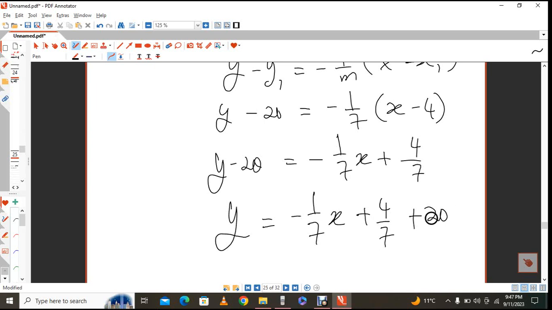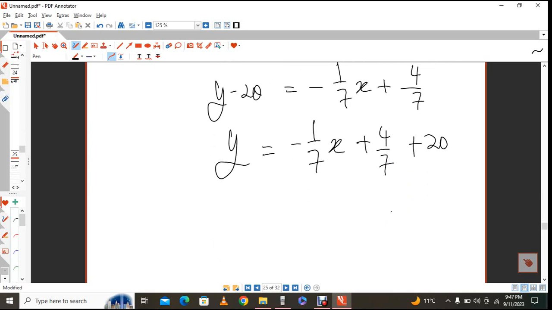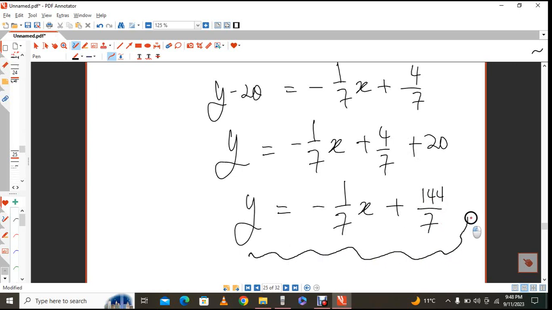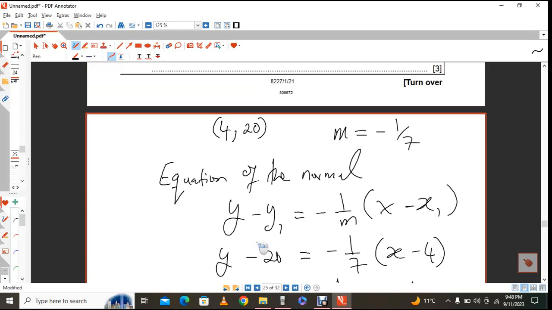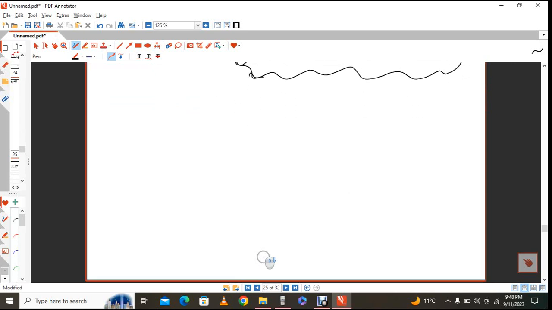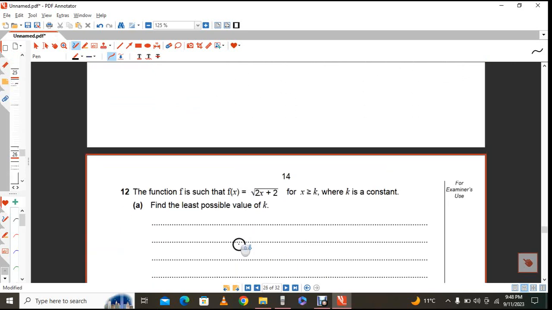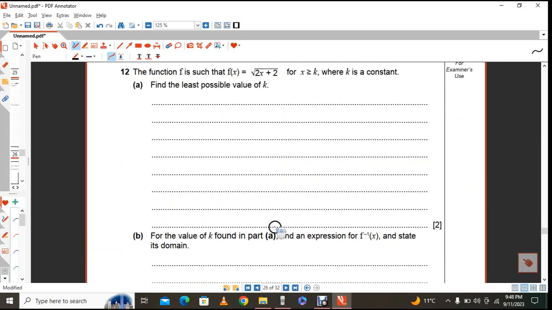Of course, 7 times 20 is 140. 140 plus 4 is 144 over 7. If you could go ahead and use your calculator, so this is y equals negative 1 over 7x plus 144 over 7. 20 times 7 is 140 plus 4, all over 7. So this is the equation of the normal. Okay. You can always pause the video, and then you can always refer back to it if you are getting a little bit behind.